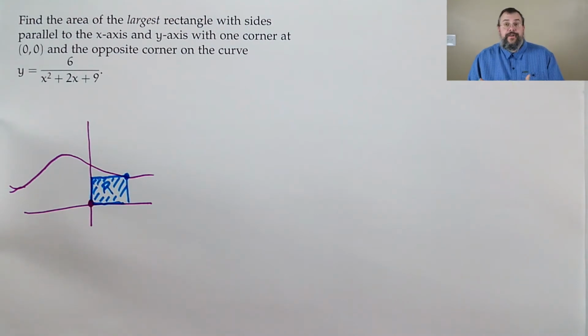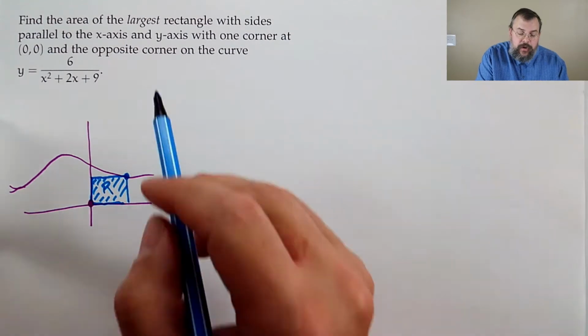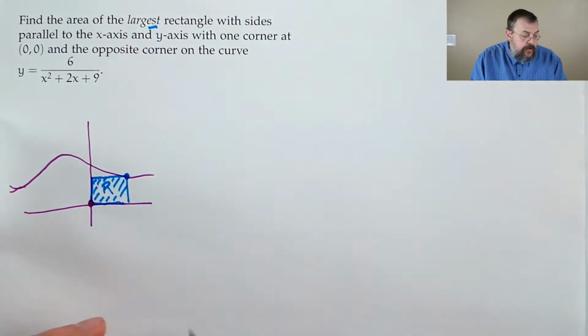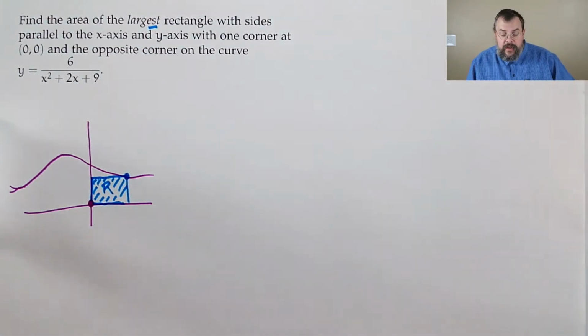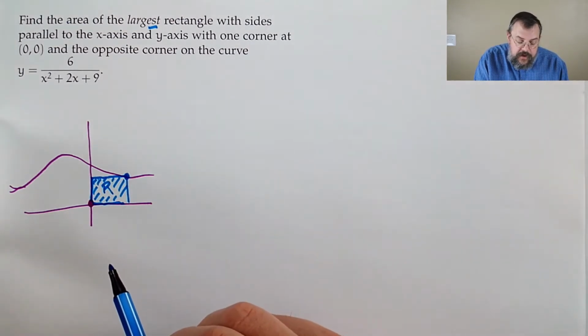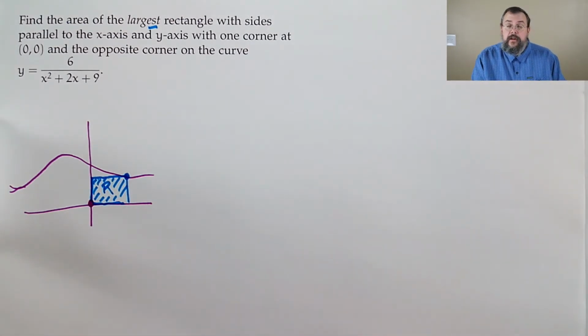Now, what's our goal? Our goal is to find the area of the largest. We see the word largest, so definitely this is an optimization type problem. So, all right, what do we need to do? Well, we need to figure out what the area is. How do you find it? Well, area is a combination of length and width because it's a rectangle, length times width.